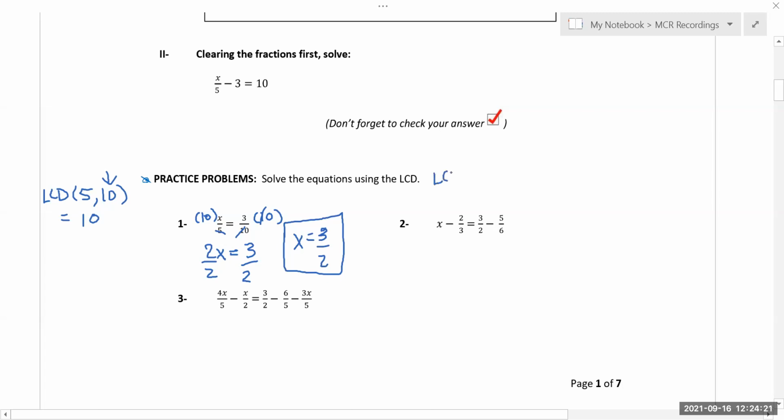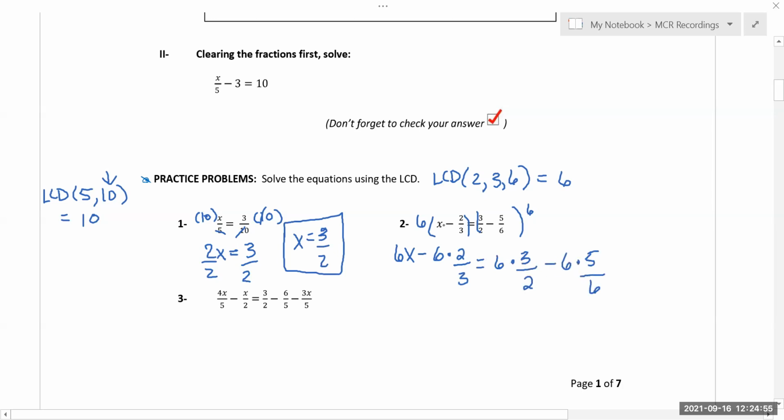So for question 2, my numbers are 2, 3, and 6 for my denominators. So 6 is the biggest number. 2 and 3 both go into it, so I'm going to use 6 as my number. I'm going to multiply each piece by 6 all around. So that gives me 6x minus 6 times 2/3 equals 6 times 3/2 minus 6 times 5/6. Notice it's still like the original x, 2/3, 3/2, 5/6, but I put a 6 with everything.